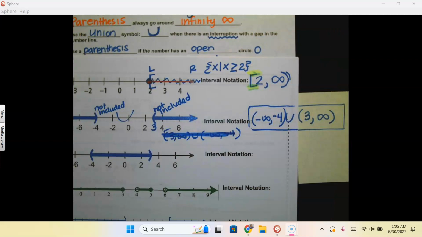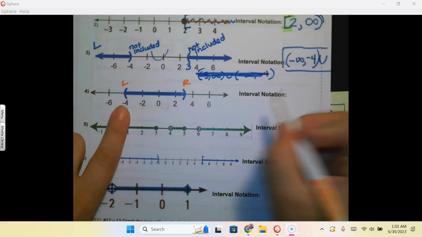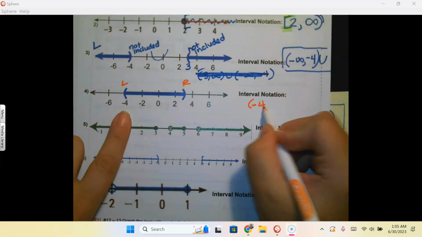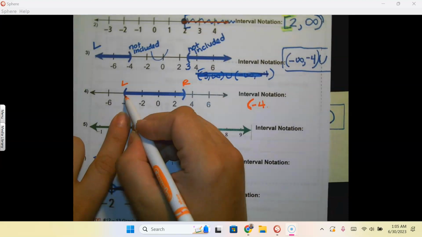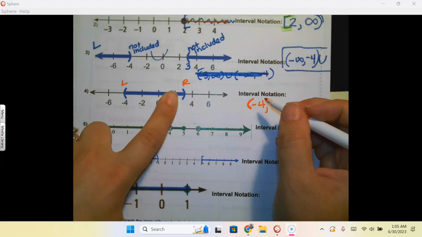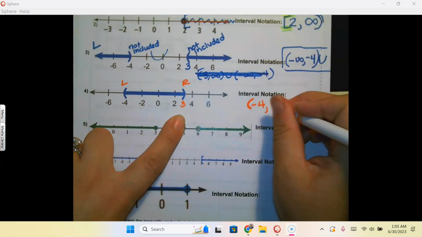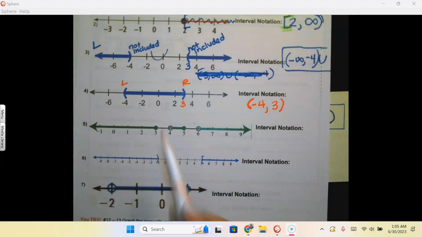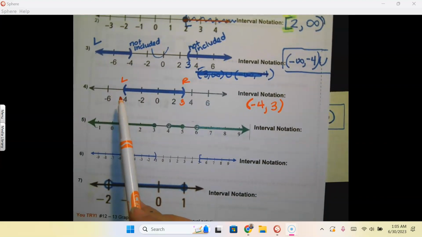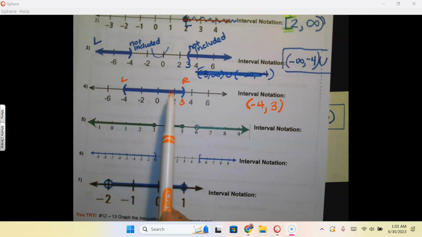Okay, so let's go ahead and try another example here. So we're going to go from the left to the right side. So -4. And we're going to put a parenthesis because that's not included, and then a comma, and then all these numbers are included, and then it stops right here at 3, and 3 is not included. So again, this means all the numbers that x can be are in between -4 and 3. And again, -4 and 3 wouldn't be included, just the numbers in between.